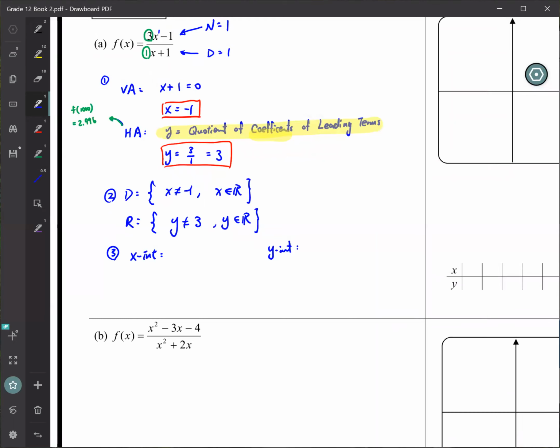For the X-intercept, you have to make the fraction equal to 0, right? Y has to be 0. But you would focus on the numerator, okay? And for the y-intercept, it's f of 0.